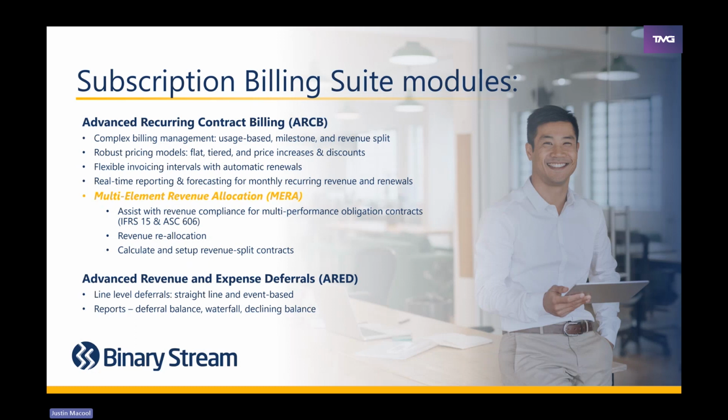From there, we have what we call the multi-element revenue allocation, which is an extension of what we're doing in ARCB. And that provides that compliance, as I mentioned earlier, with ASC 606. That's obviously very important to most people. Or the revenue reallocation, the fact that there's a certain way that contract needs to be handled to make sure you're compliant with ASC 606.